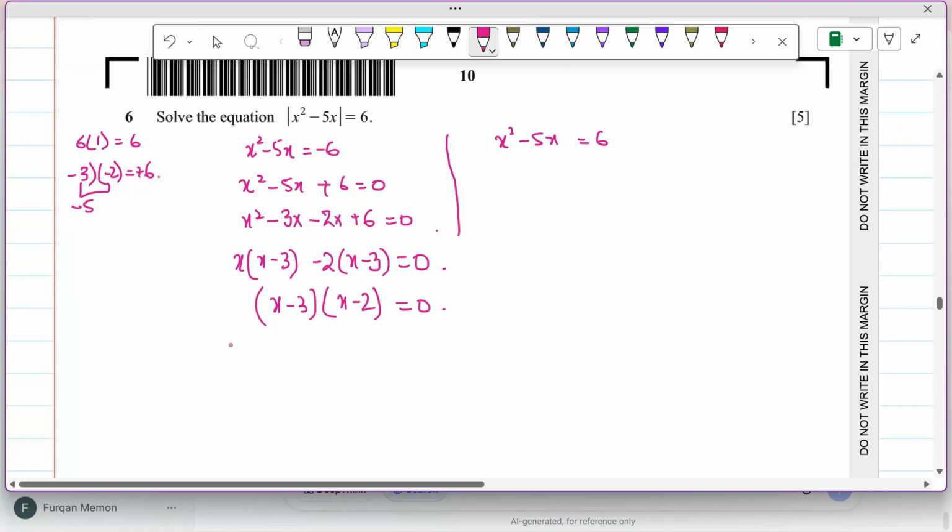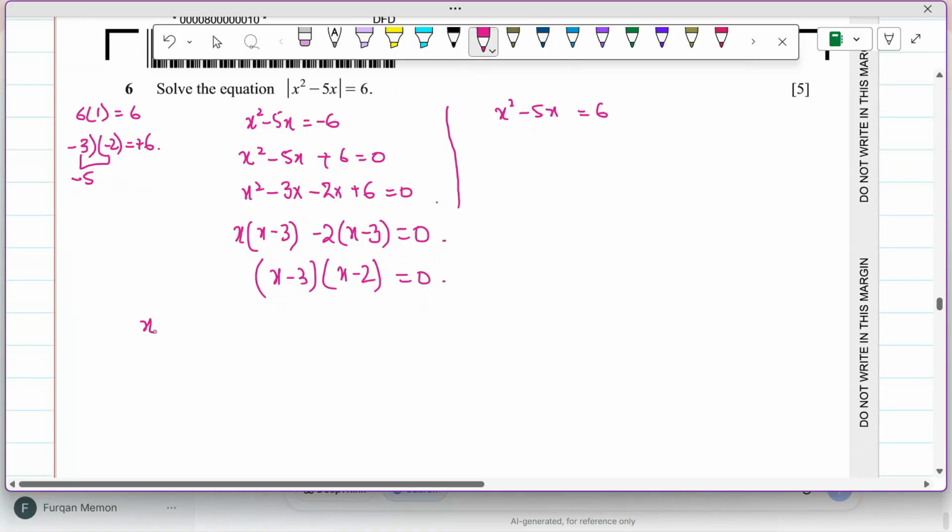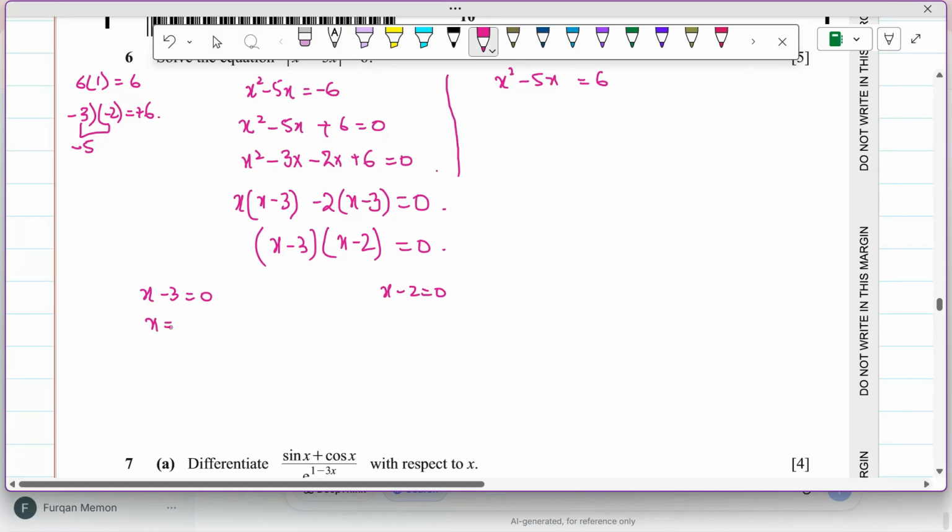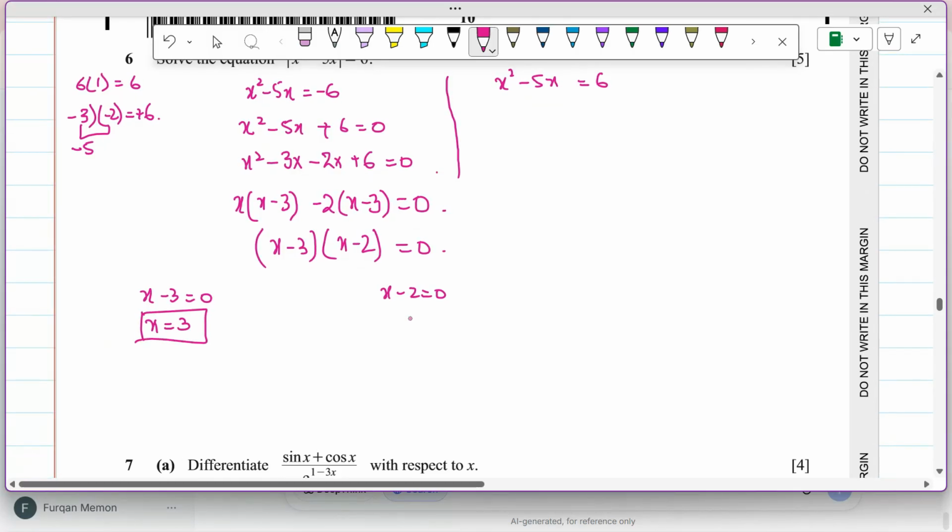So we have the two factors, equating each with 0. So x − 3 equal to 0. On the other side we have x − 2 equal to 0. So this one is x equals 3. On the other side x is equal to 2.